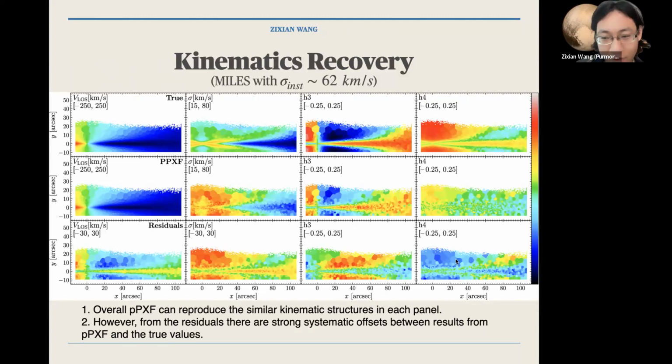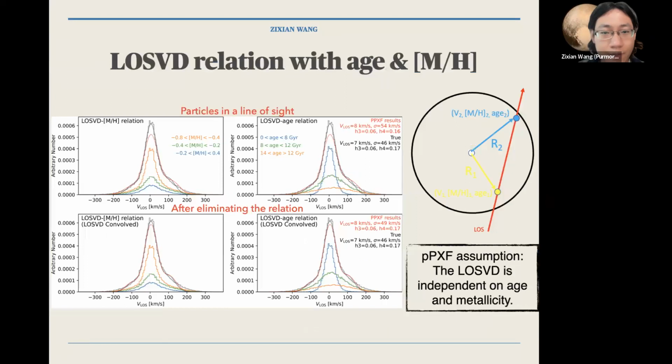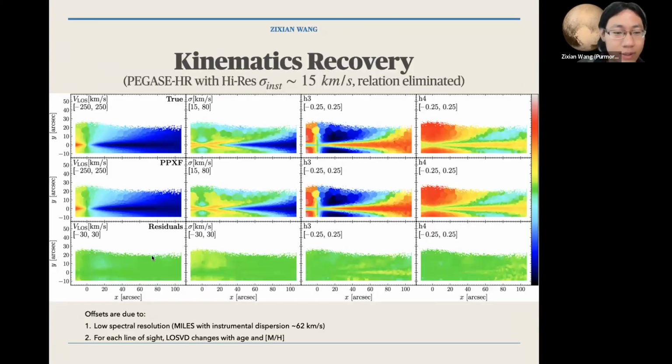But if you look at the current residuals, we can see that it's very colorful. That means you have systematic offsets in your residuals, and that also means PPXF gives some inconsistent results compared to the true answers. And it is not only for one of the parameters, it is for all the parameters. So this is the kinematics recovery. The reason is very, very complicated, but I can show you that I have fixed this issue, and with the new test, the colors are all green. So that means it's all very close to 0.